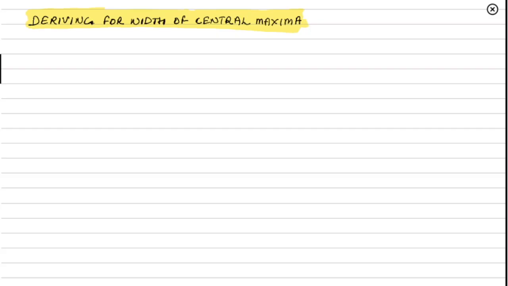If we get those points, if we are able to get that distance, we will be able to calculate the width of the central maxima. So let's try our derivation. Let us derive the expression for the width of the central maxima. Please follow along. We have seen the videos of Young's double slit experiment, how we found the fringe width there. Similar steps we will do here.